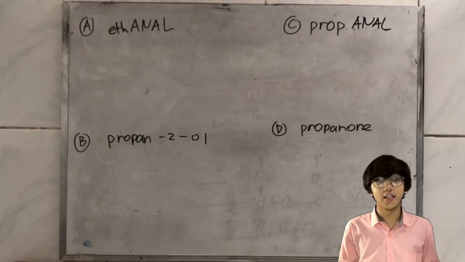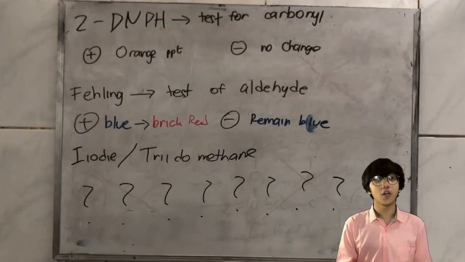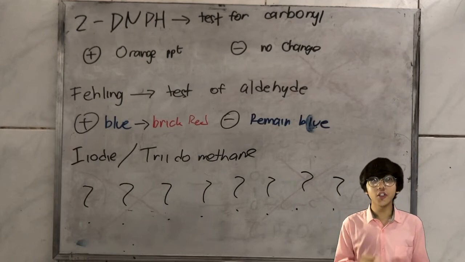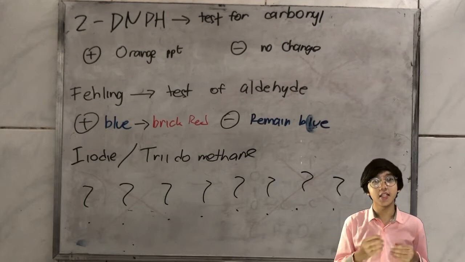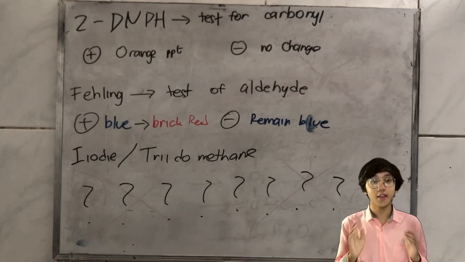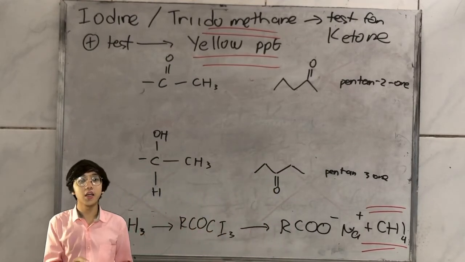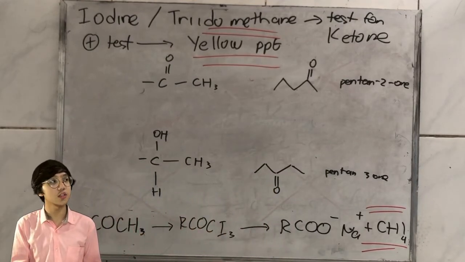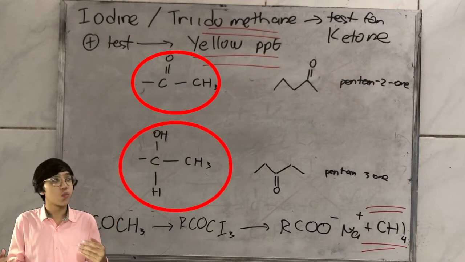The question is again about molecule tests. You have learned about the 2,4-DNPH and how it tests for carbonyl. You have learned about the Fehling test and how it tests for an aldehyde. Now we spot something different. It's an iodine test, or it can also be called a triiodomethane test. This is how the iodine test works. The iodine test basically tests for molecules that look like this and this. The positive and negative of the test is presented there.